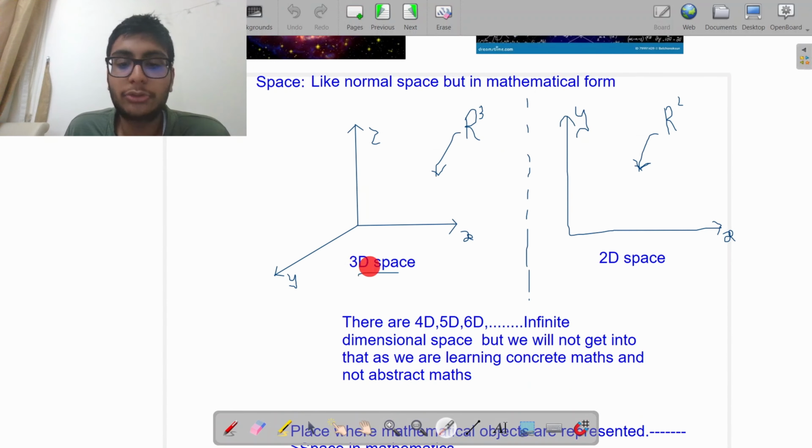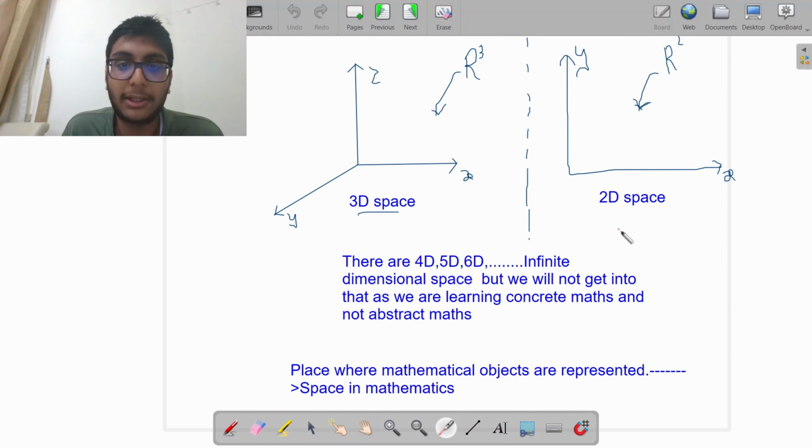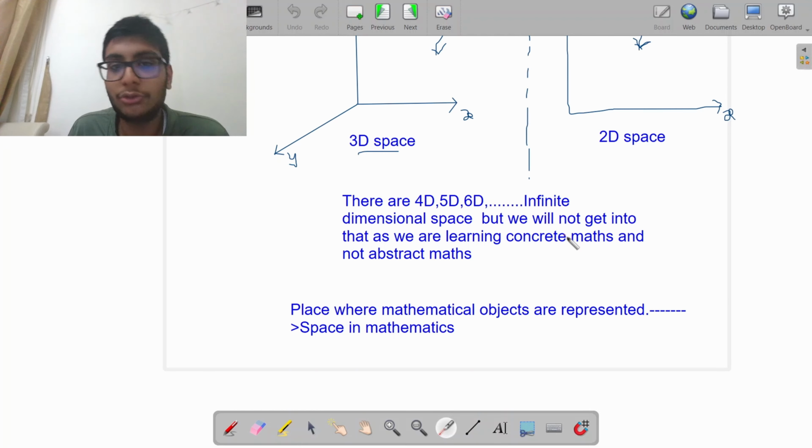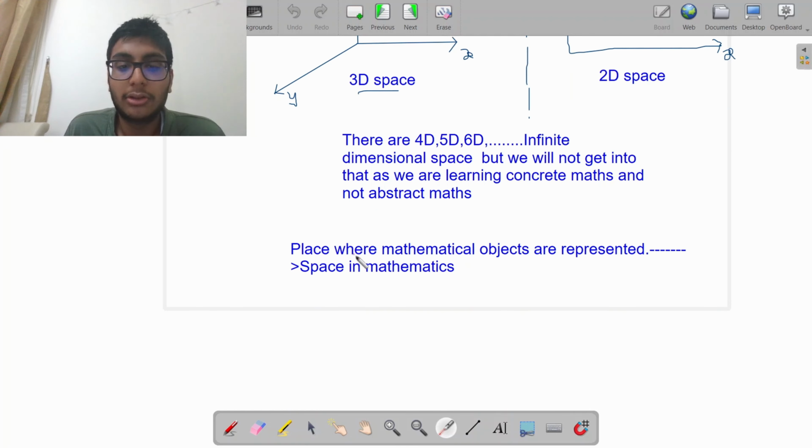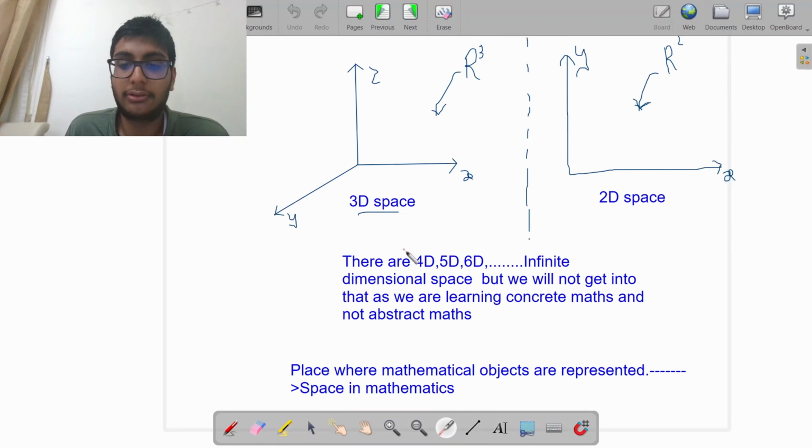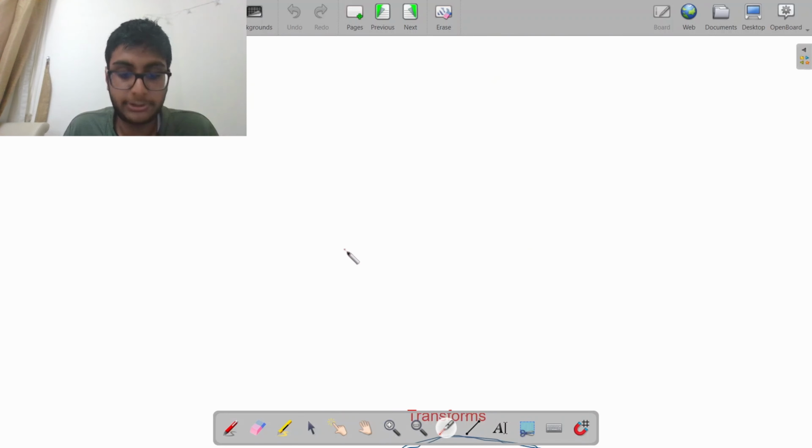Now we have learned about 3D space and 2D space in our high school, and this is a concrete way of understanding spaces. There can be more spaces when we go into more abstract mathematics, like 4D, 5D, 6D to infinity. But we won't get into that right now. We'll learn much more amazing stuff in future classes. But for now, what you need to know is that space in mathematics is the place where mathematical objects are represented.